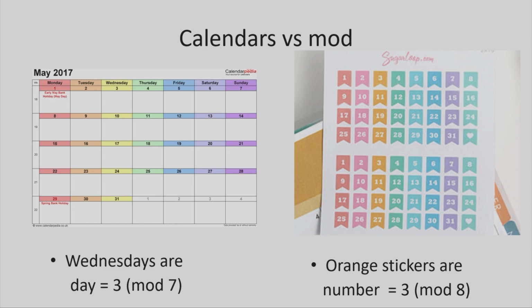So another example: all the orange stickers, or all stickers of the same color on the second picture, are congruent mod 8. For example, orange stickers are all the numbers that have remainder 3 mod 8. So if you're not quite sure what congruence means, think of a calendar, think of those stickers.